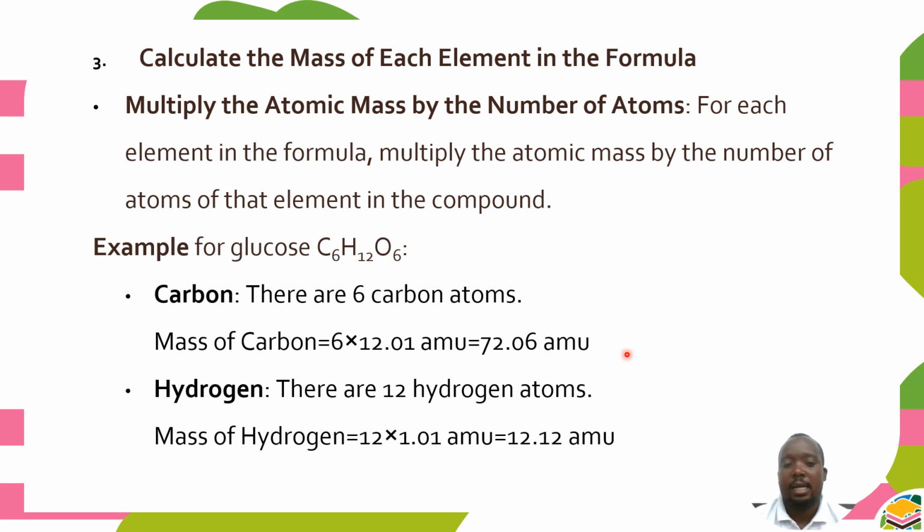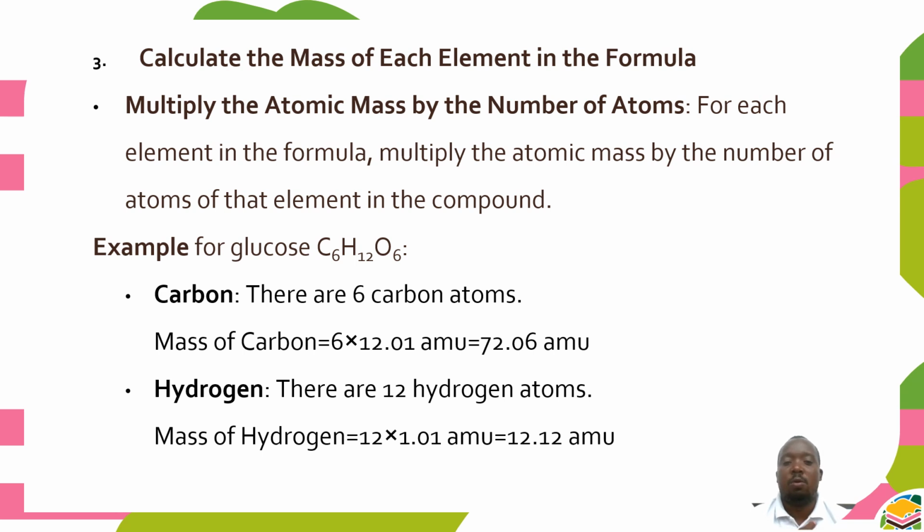From there, hydrogen. How many hydrogen atoms do we have? 12. And what is the atomic mass for hydrogen? 1.01. So you say 12 as the number of atoms multiplied by the relative atomic mass, 1.01 AMU, which is 12.12 AMU.